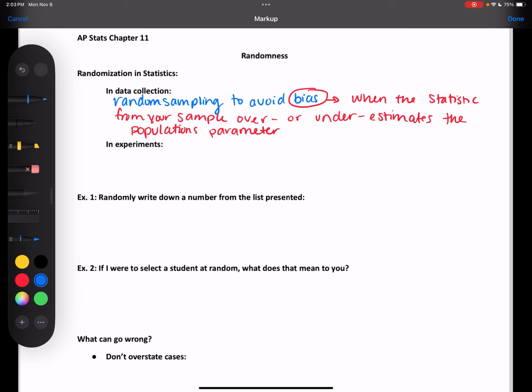So that's in data collection, but we're trying to avoid bias, and we don't know what kind of biases there are yet. That's like chapter 14 or 15 when we learn about bias and what all that looks like. But if we just went to one neighborhood, for example, we would potentially get bias because, I mean, birds of a feather flock together, right?